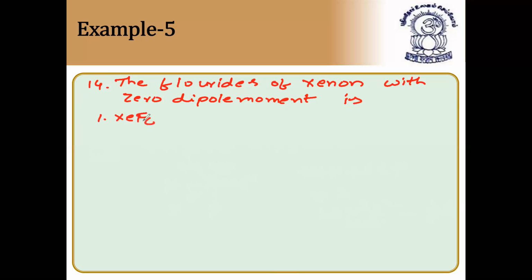Option 1, XeF6. Option 2, XeF4. Option 3, XeO2F2. And option 4, XeF2. So these are the fluorides along with oxides. So question number 14: the fluoride of xenon with zero dipole moment is. So we have to find out which fluoride is having zero dipole moment.